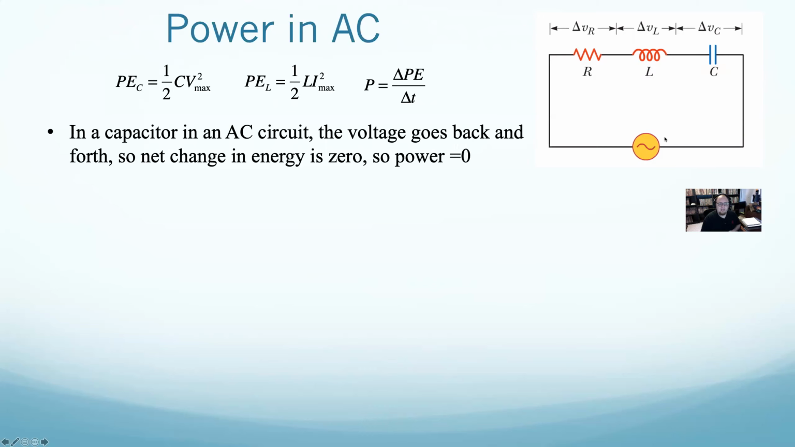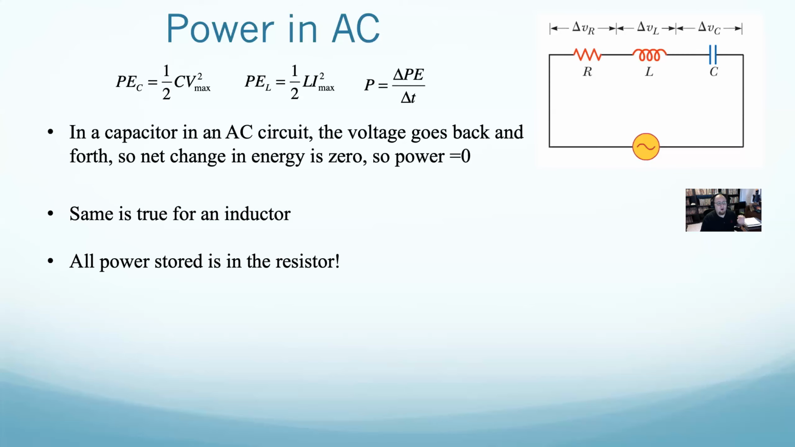Well, in a capacitor in an AC circuit, the voltage goes back and forth. And since it goes back and forth, the net energy is 0, because it's going to go from voltage one way to voltage the other way, and it's basically going to have no net change. So the power loss over a capacitor will be 0. The same is also true for an inductor. In an AC circuit, all power is dissipated in the resistor.